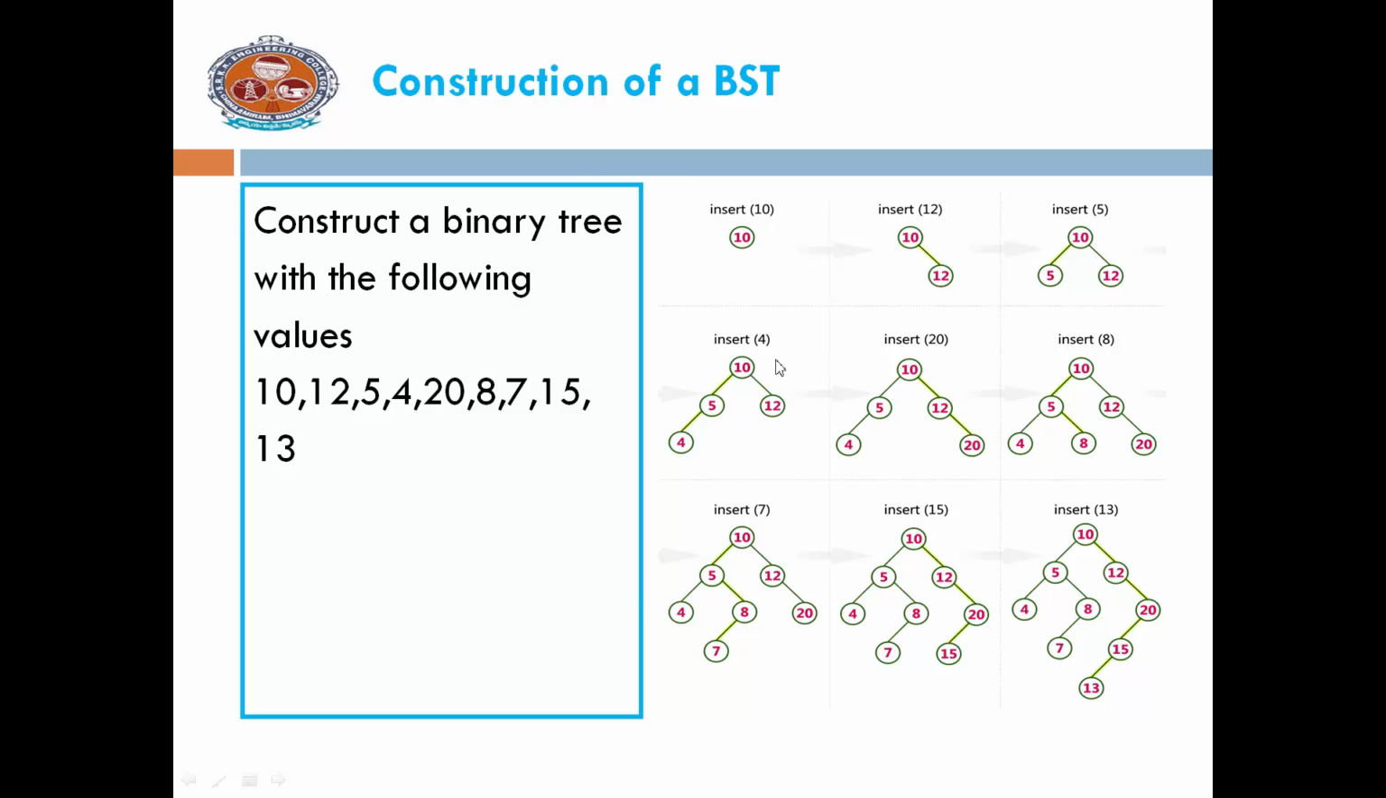Next I want to insert 4. Compare the root value 10 with 4. 4 is less than 10, so you have to traverse towards left. Now compare 4 with 5. Again 4 is less than 5, so you have to traverse towards left, and I am placing 4 over there.